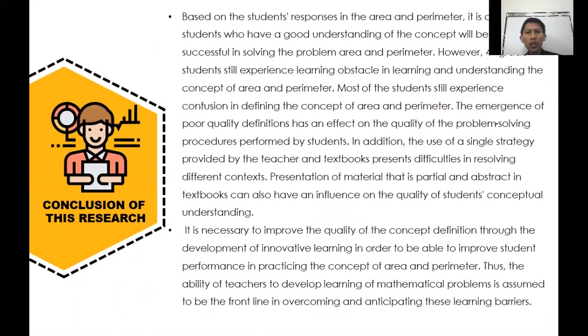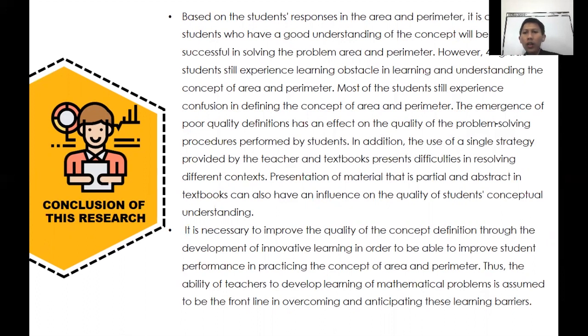So on the student response in the area and perimeter, it is clear that students who have a good understanding of the concept will be more successful in solving the problem of area and perimeter. However, fourth grader students still experience learning obstacles in understanding the concept of area and perimeter. Most students still experience confusion in defining the concept of area and perimeter, and the emergence of poor quality definitions has an effect on the quality of the problem-solving procedure performed by students.